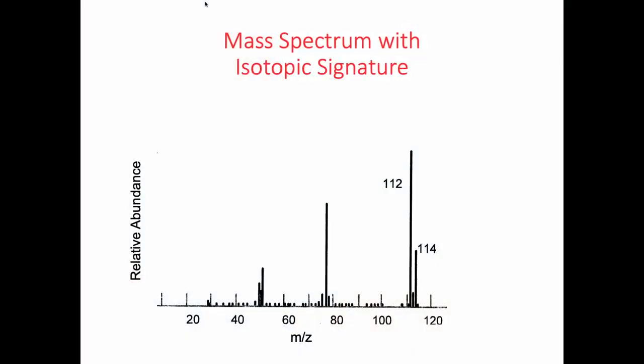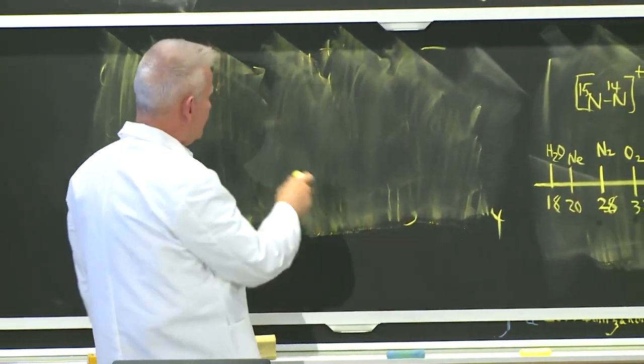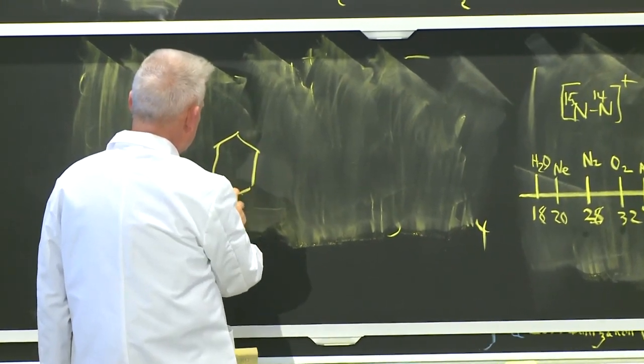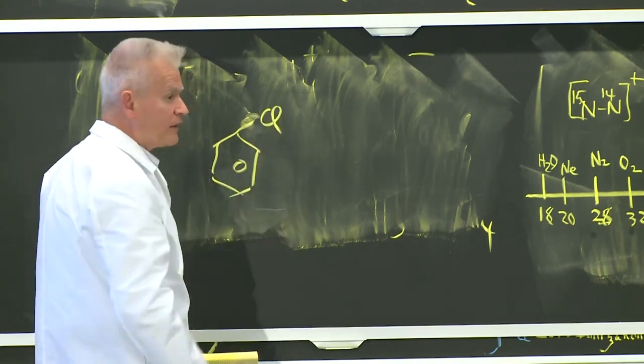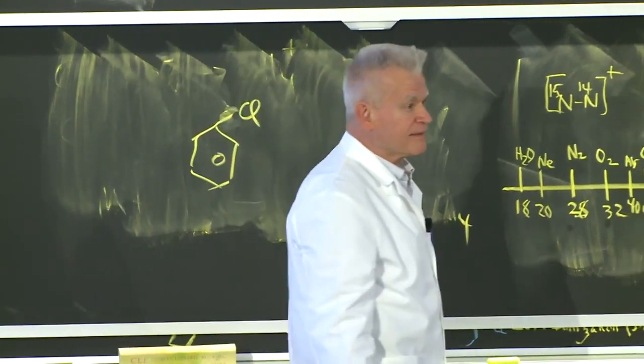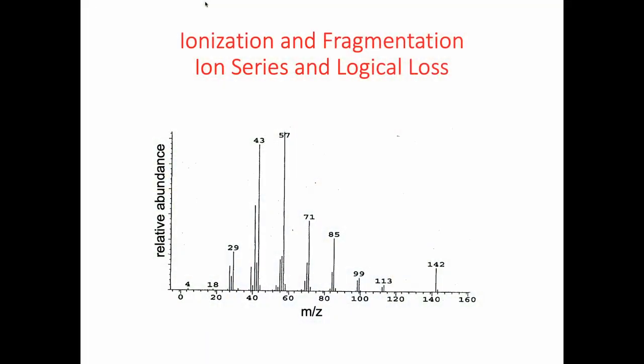Okay, so if you take this peak here, this is 77, subtract 112, you have a loss of 35. So if you simply take the 2 things and put them together, the 77 is the phenyl ion. So if you just stick a chlorine on there, you've got chlorobenzene. That's the spectrum.